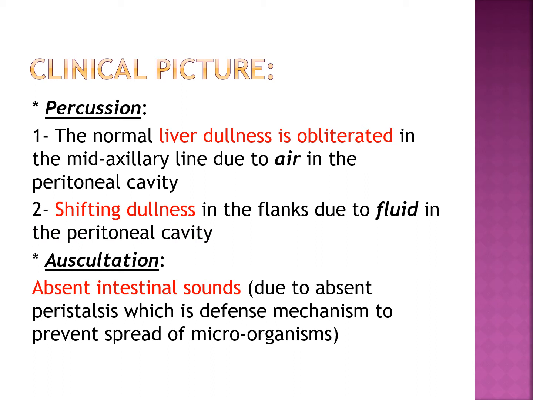Percussion: when we perform percussion, the liver dullness is usually obliterated by the presence of air under the diaphragm, and if the amount of fluid is huge in the pelvis, shifting dullness can be elicited in the flanks if there is a moderate to marked amount of free fluid in the peritoneal cavity. By auscultation, intestinal sounds are absent due to the presence of paralytic ileus, which is early a defense mechanism to prevent the spread of microorganisms, and later on becomes due to toxemia.